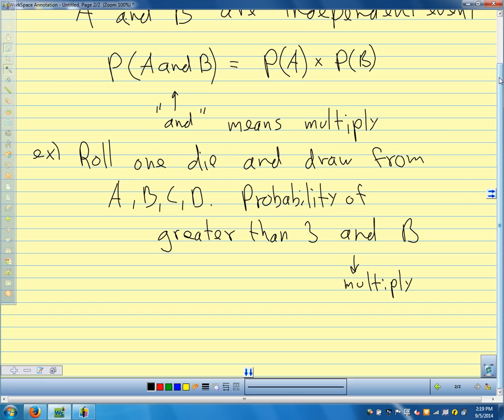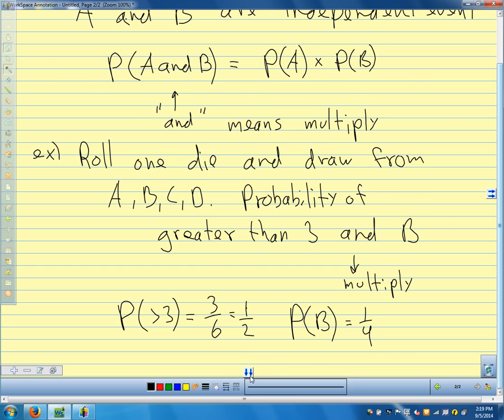So let's calculate each of the individual probabilities. Probability, I'm going to write this as greater than 3. How many numbers on our standard number cube are greater than 3? 4, 5, and 6, right? So the probability is 3 out of 6. We have 6 sides on our die. It is 1/2. What's the probability of picking a B out of those letters? 1 out of 4.